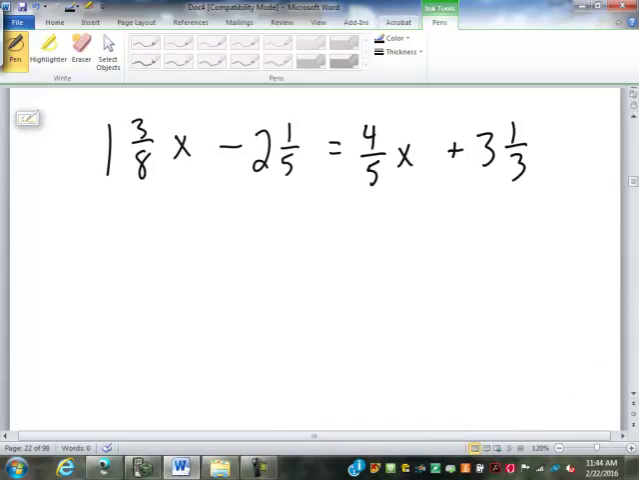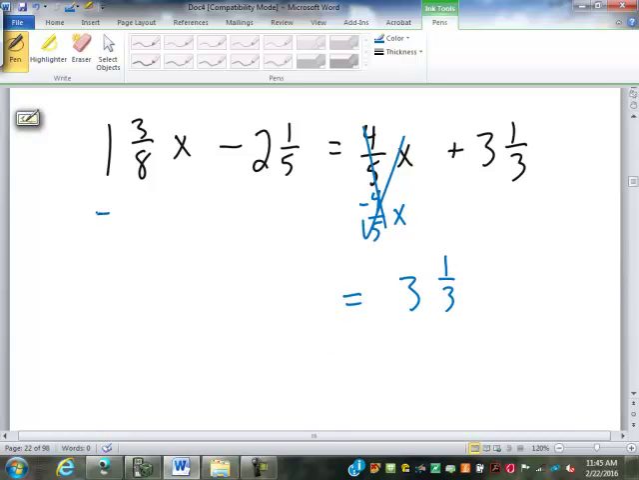Let's take a look and see how you're doing. Anybody need an extra minute? Okay, let's take a peek. What would be the first thing I have to do here? First thing, I see there's an x on each side, so I'd have to get rid of one of the x's. I usually go for the smaller one first, so I'm going to get rid of the 4/5 x. So I'm going to subtract 4/5 x, leaving me a 3 1/3 here.